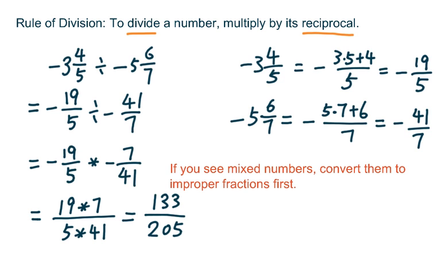So again, I would like to repeat the trick here. If you see mixed numbers when you divide, you want to convert them to improper fractions first, and then you just divide the improper fractions based on the rule of division.